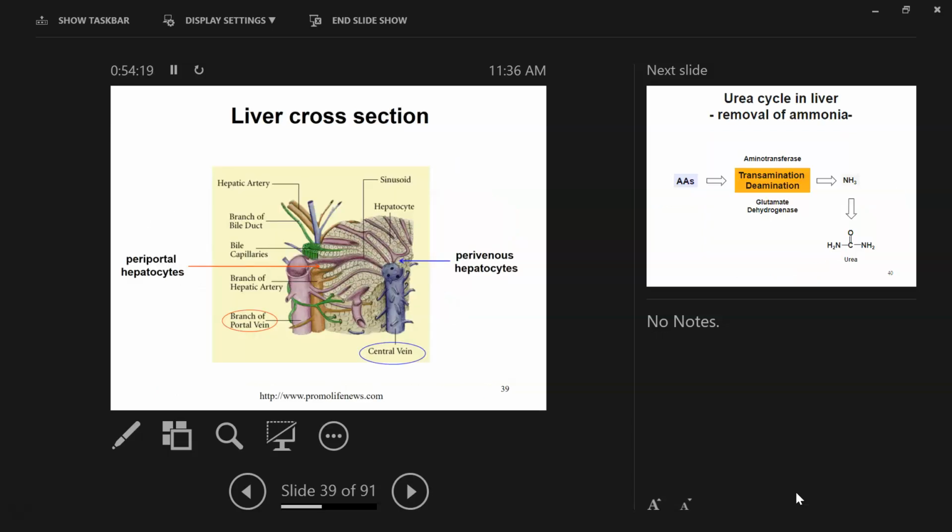And this is the liver cross section. The cells that are around or nearby the portal vein are called periportal hepatocytes, right? And the other group of cells, nearby the central vein, are called perivenous hepatocytes. So perivenous hepatocytes and periportal hepatocytes are two different types of liver cells, and they do different metabolism of amino acids, right? They have different locations. So just know that there are two different types of hepatocytes.